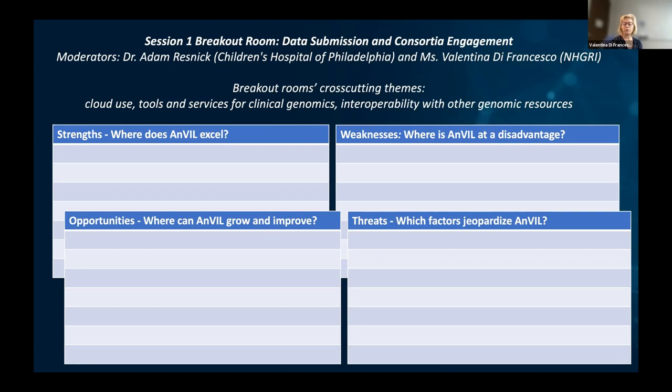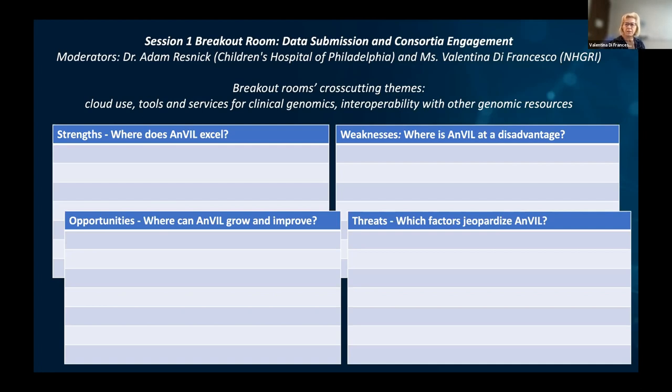So in the context of this workshop, what we would like to hear from you is, where is it that the AnVIL excels? Where is the AnVIL at a disadvantage? Where can AnVIL grow and improve? And which factors jeopardize the AnVIL? So we hope that by providing this framework, we're going to be able to focus the discussion a little bit more. As I said, we have only 45 minutes, and it's important to be able to touch on all of these points.